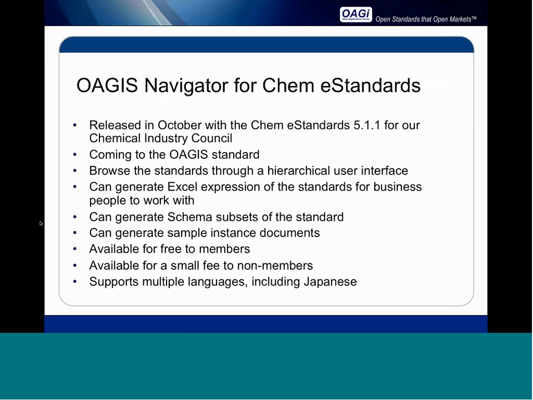One of the tools that helps us do this work is a tool called the OAGis Navigator for CHEMI Standards. It's a Windows desktop tool that really helps with CHEMI Standards. We anticipate also a version of that for OAGis 10. So that was released in October with the CHEMI Standards 5.1.1 for our Chemical Industry Council. There's a version of it also for Ag Gateway. And as I indicated, it will be available for OAGis 10.